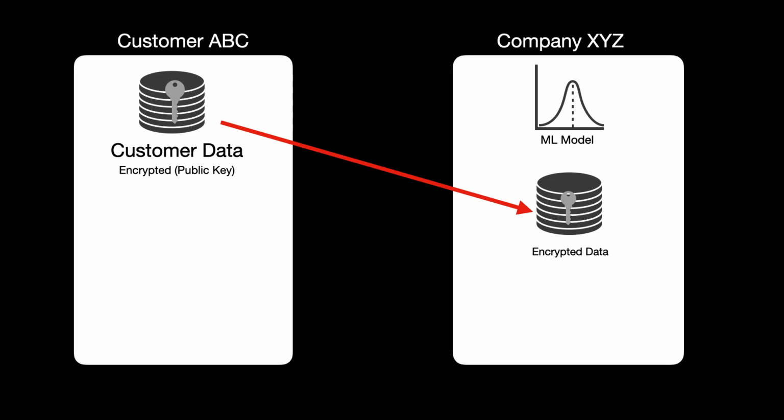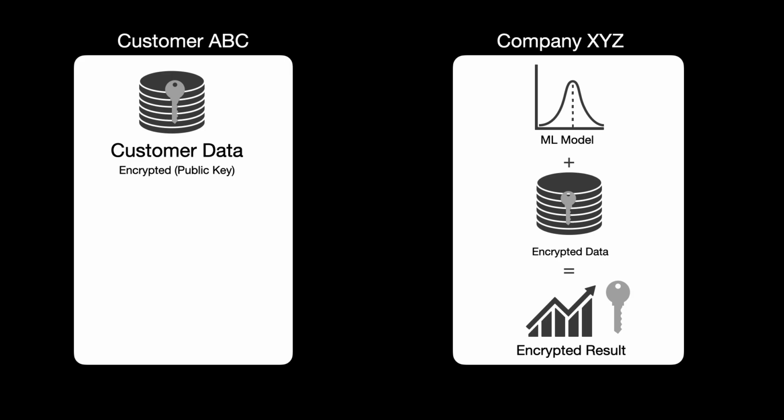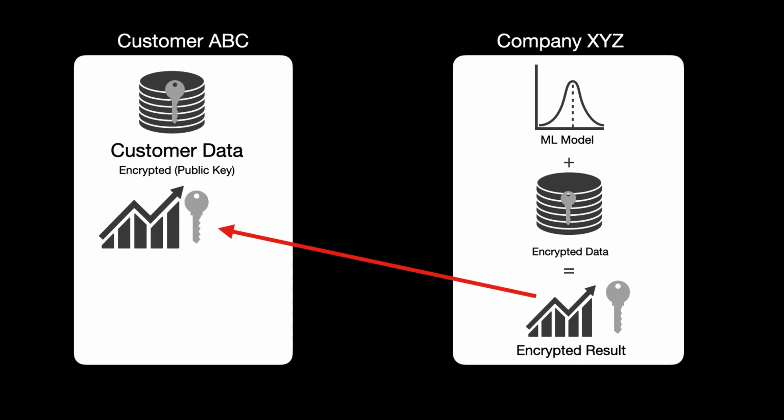Company XYZ is then going to take their machine learning model and apply it against this encrypted data. What that's going to allow them to do is, after that's done, come up with some kind of a result that's going to be encrypted as well. So they have their machine learning model they run in the background. Even though the data is encrypted, they'll be able to give some kind of result back to the customer. That information is then sent back, still encrypted with the public key, to the customer. The customer then takes their private key against that encrypted data, and decrypts it, and is then able to see that result.